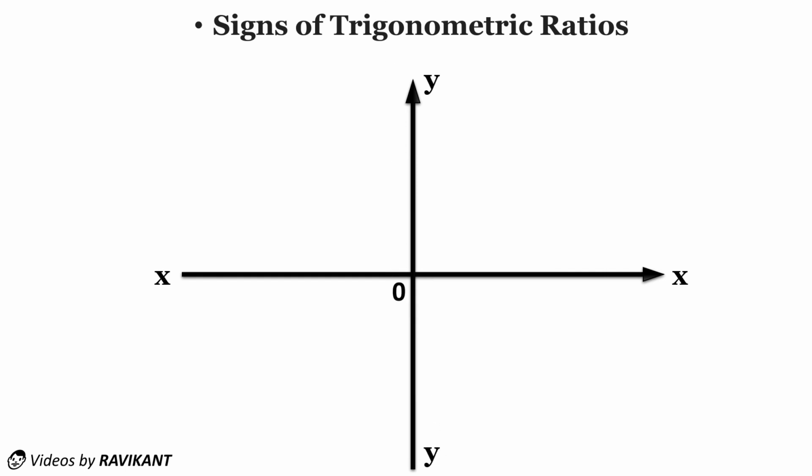Now let's start from the positive x-axis. Here the angle is 0 degree or 360 degree. Now move anti-clockwise and we go to the positive y-axis. Here the angle is 90 degree from the positive x-axis. Now at the negative x-axis, the angle is 180 degree from the positive x-axis. And at the negative y-axis, the angle is 270 degree.